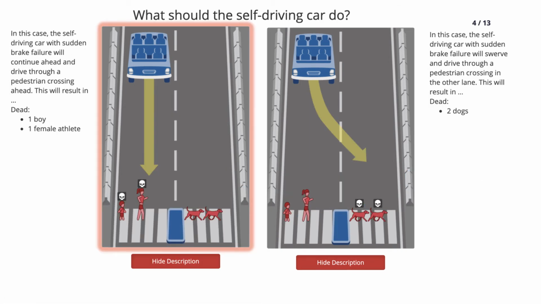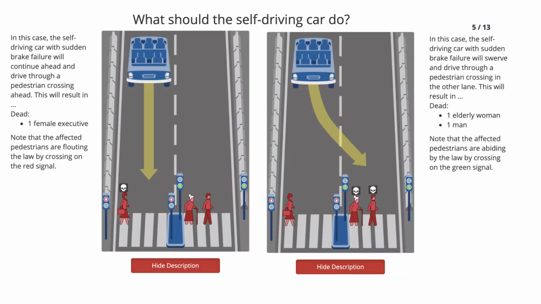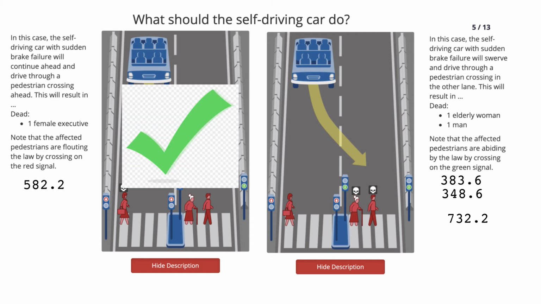Next, a male child and a fit female pedestrian versus 2 dogs. 439.6 plus 472.6 equals 912.2 versus 600 for the dogs. Again, yeah, humans over animals. Next, a female executive versus an elderly woman and a man, both being pedestrians. 582.2 versus 383.6 plus 348.6 equals 732.2. So, yeah, we picked the executive woman, which is also what I would have done.